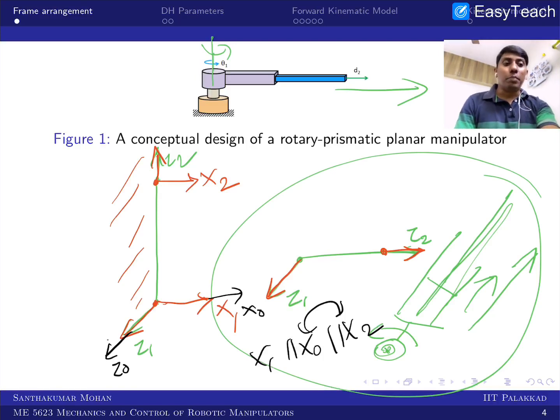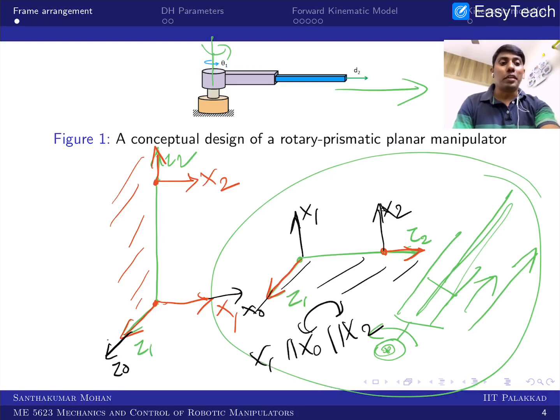Whereas if you take the other configuration, you can see that this is the plane where Z1 and Z2 lie. Obviously the normal to this is your x1. I am taking this as x1, and you can see this is x2, and x1 and x2 are parallel, but you cannot take it this way. So I am taking Z0 here, and you can see x0 is parallel.